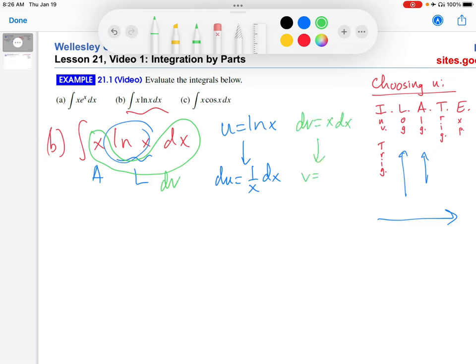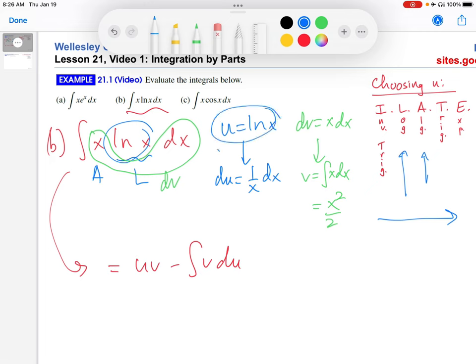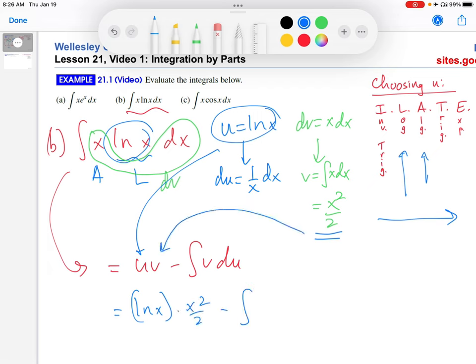v is the integral of x dx, which is just x squared over 2. Again, just leave out the plus c for now. Okay, so my integration by parts says this integral is equal to uv minus integral of v du. We have the u here, so ln of x times the v, that goes over here, times x squared over 2, minus the integral of that same v, x squared over 2, du, which is 1 over x dx.